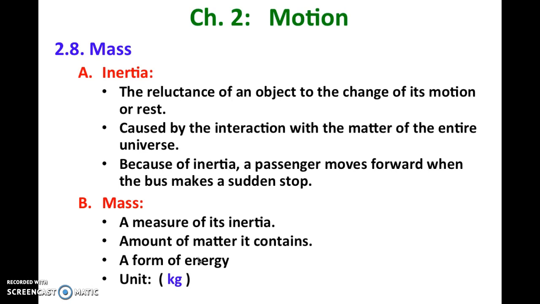Before learning about the second law of motion, we first discuss the fundamental quantity mass in more detail. In physics, mass is usually defined based on its inertia. What is inertia? Inertia of an object is the reluctance of the object to change its motion or rest. It is caused by the interaction with the matter of the entire universe. Because of inertia, a passenger moves forward when the bus makes a sudden stop.